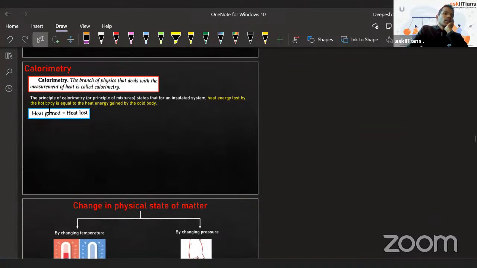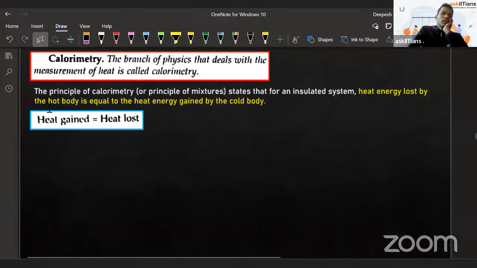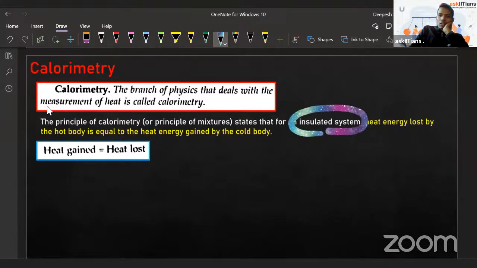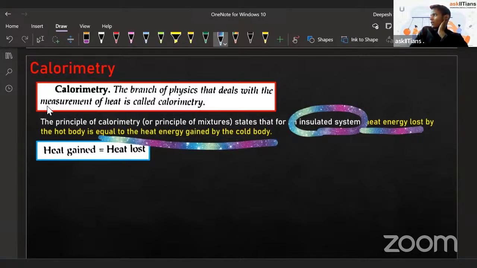Next is the principle of calorimetry. This is very easy. Even if I don't tell you, it's a fancy word for a basic thing. When I'm talking about an insulated mixed system, the amount of heat energy lost by the hot body is actually equal to the amount of heat energy gained by the cold body. So it's very, very important.